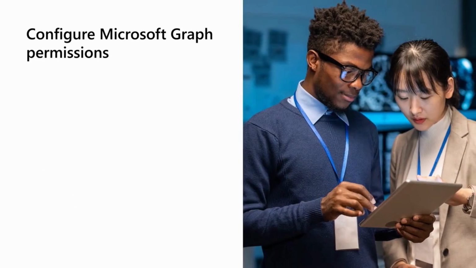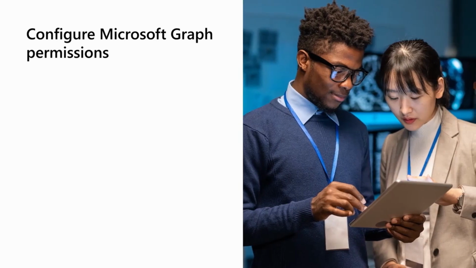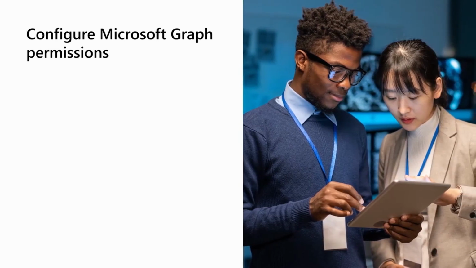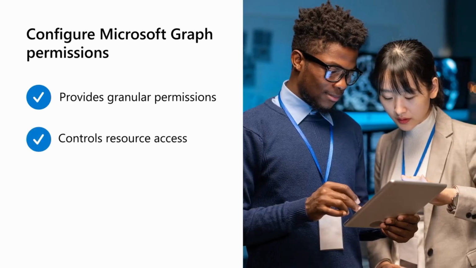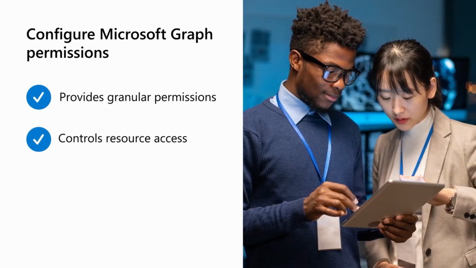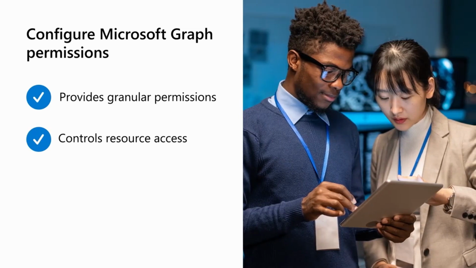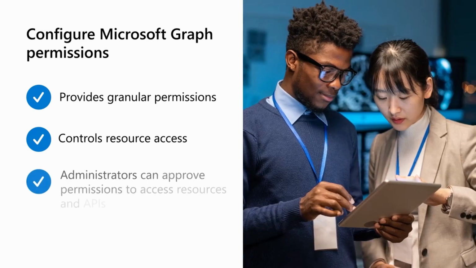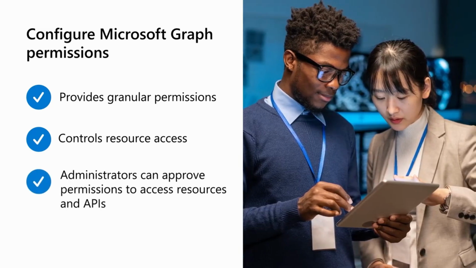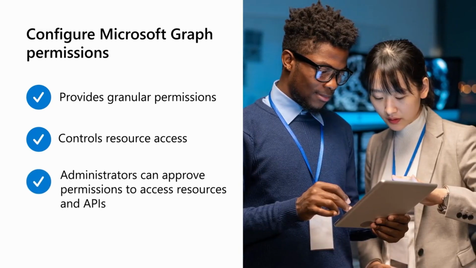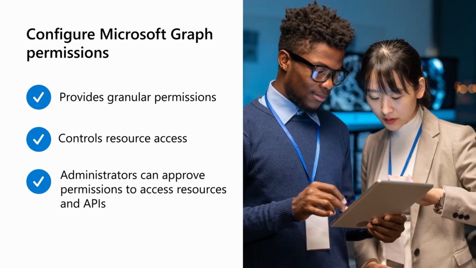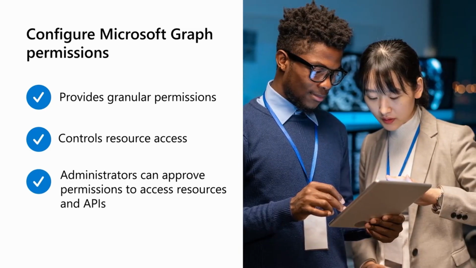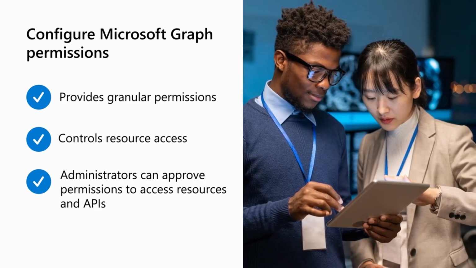Then you learned the theoretical aspect of configuring Microsoft Graph permissions. It exposes granular permissions that control resource access, like users, groups, and emails. When users sign in to the application, an administrator can approve the permissions to access resources and APIs. Then you had an opportunity to reinforce your theoretical knowledge with hands-on exercises using a registered application and add permissions.